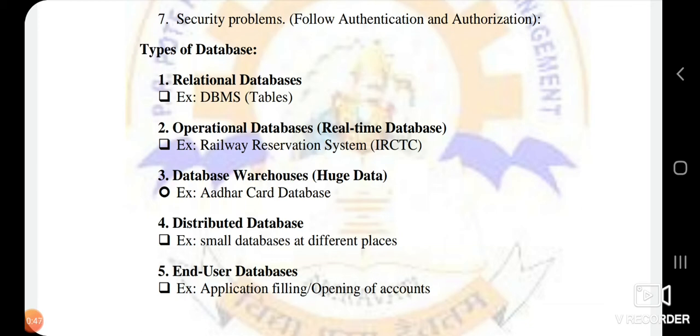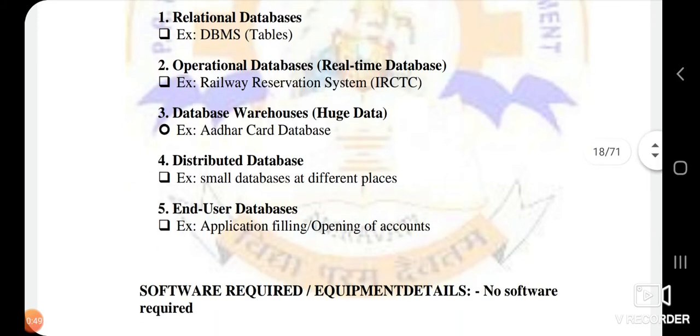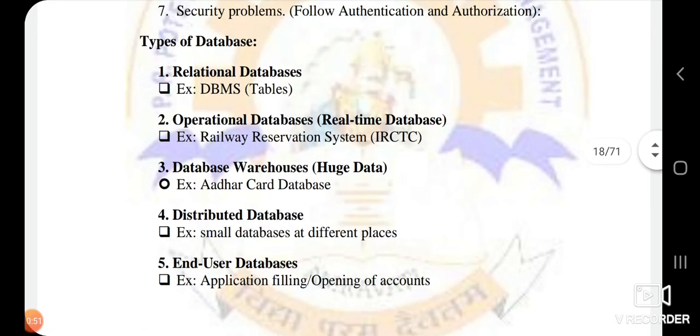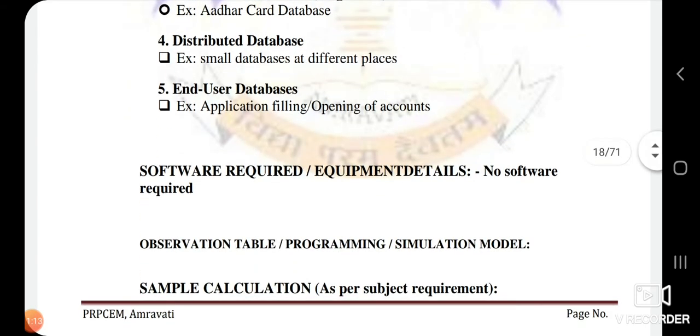Then end user database. End user database means application filing or opening of accounts. When you are trying to open an email account, a Rediffmail account, any email account, or you are trying to open a Facebook account, or you are trying to fill a specific application form, that is a direct end user application. You will have accessibility only wherein you can fill certain forms, you can provide certain information, and then your account will be opened or your form will be accepted. So that is end user.